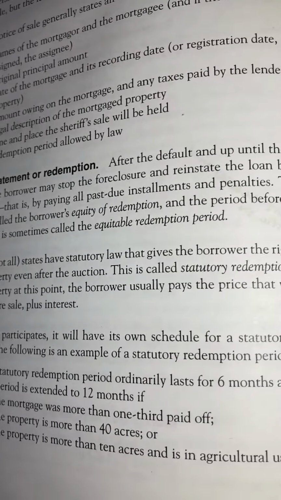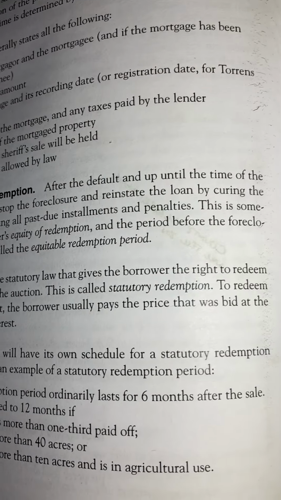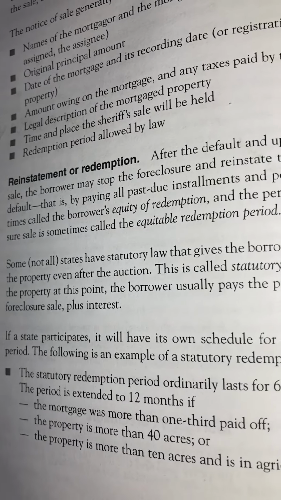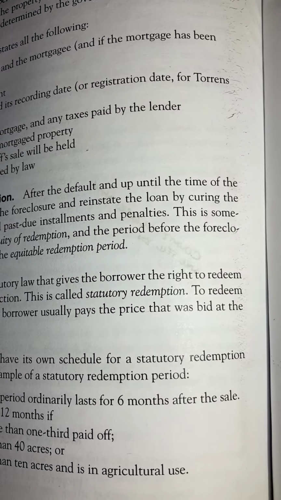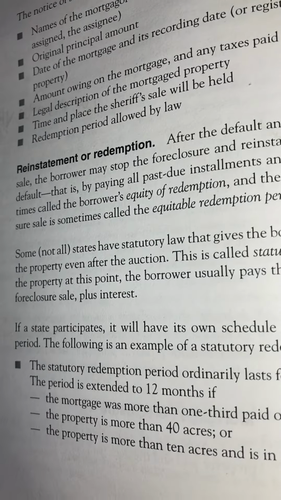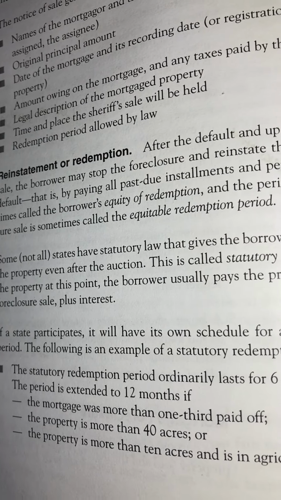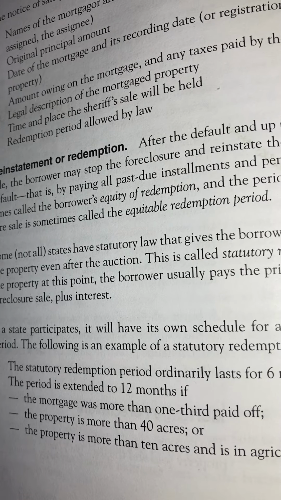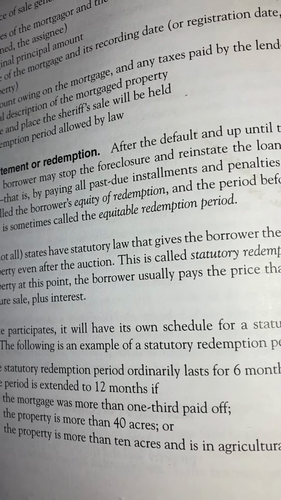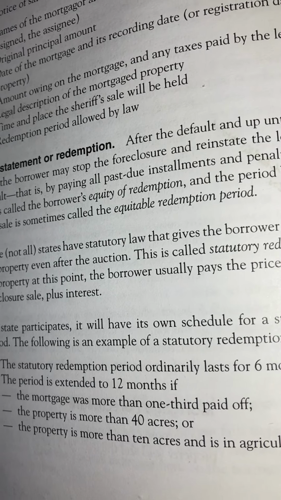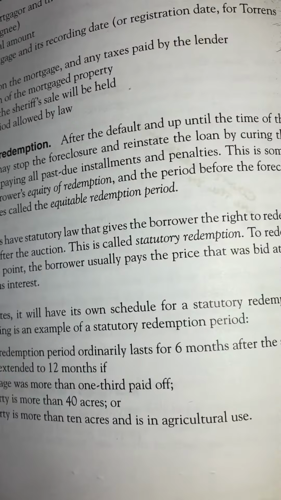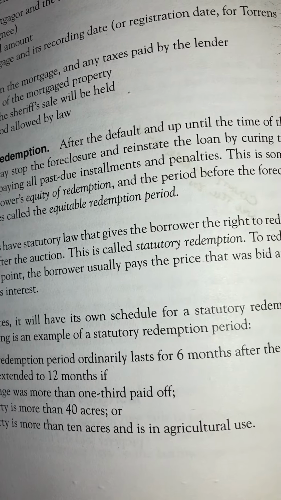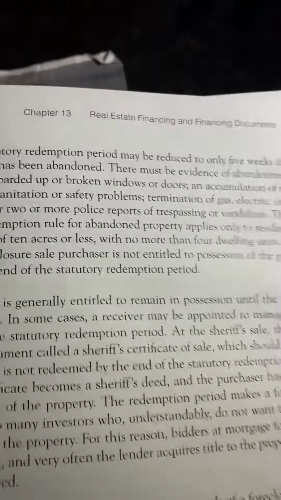The following is an example of a statutory redemption period. The statutory redemption period ordinarily lasts for 6 months after the sale. The period is extended to 12 months if the mortgage was more than 1/3 paid off, the property is more than 40 acres, or the property is more than 10 acres and is in agricultural use. Page 351.